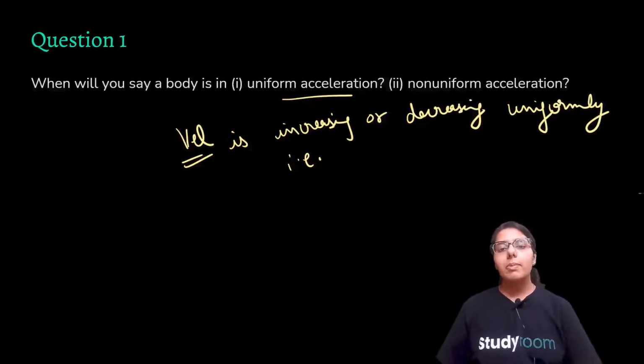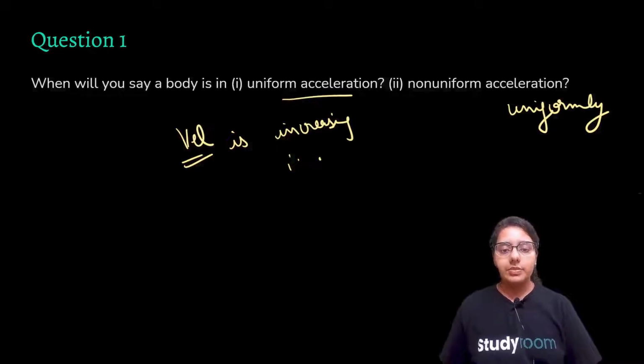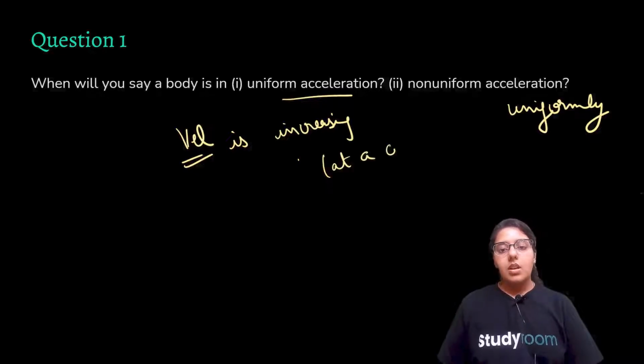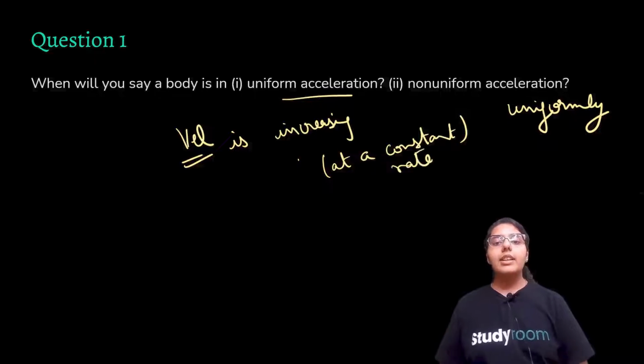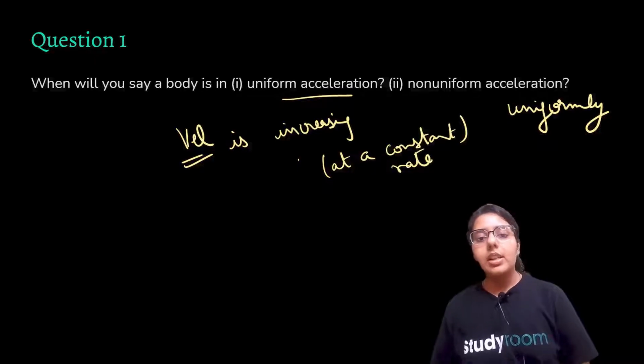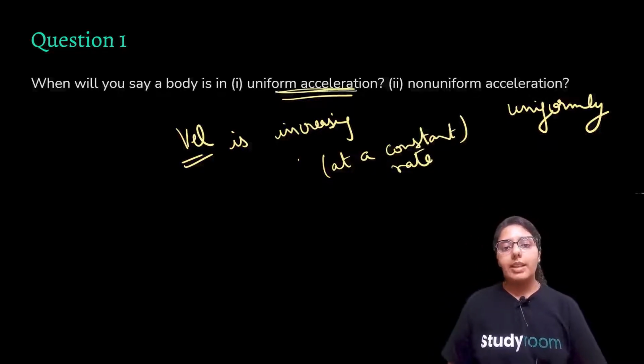What does it mean? Increasing uniformly. What does that mean? Increasing at a constant rate. If I say that velocity is decreasing at a constant rate, then it will be negative acceleration, okay? So when we are talking about uniform acceleration, what will we say?